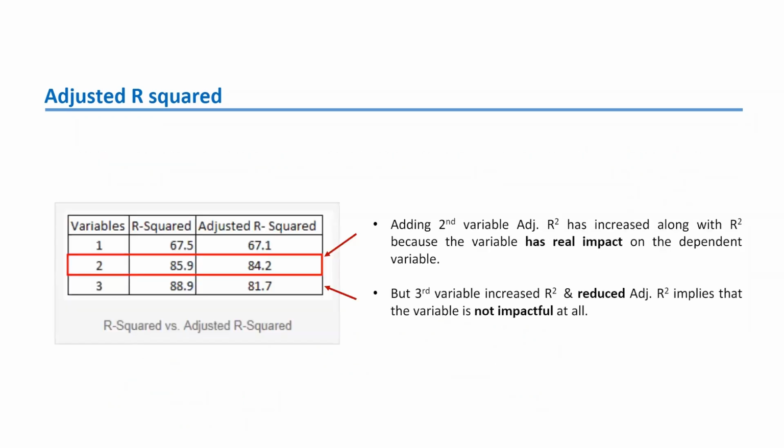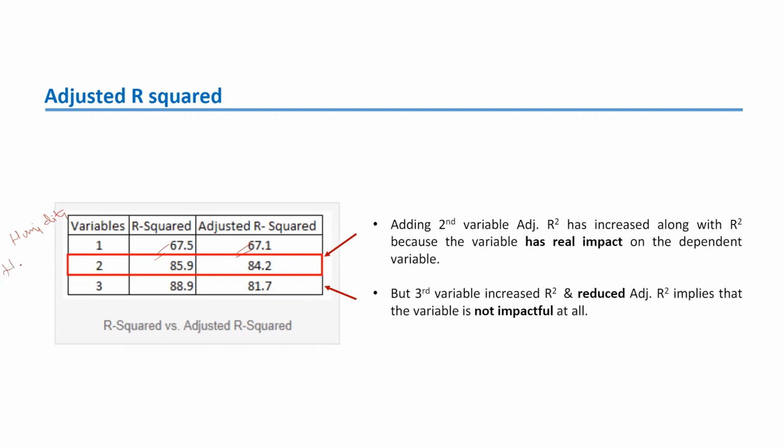Okay, sir. See an example here. You have variable 1. When you have only one variable and you created a model, your R squared value was 67.5, and your adjusted R square was 67.1. Say, for example, it was only humidity. With humidity, your R square value was 67.5 and adjusted R square was 67.1.